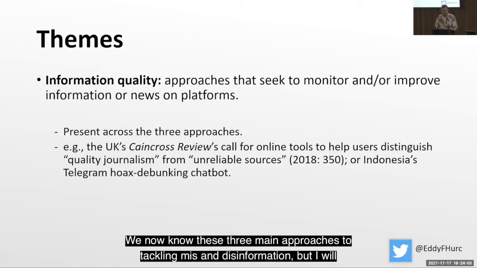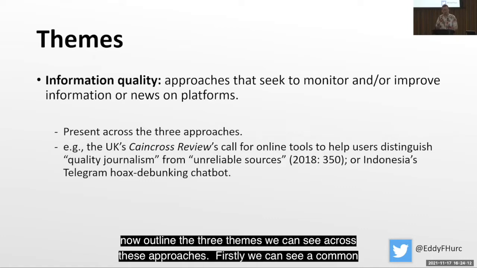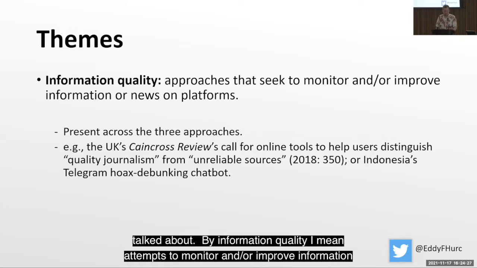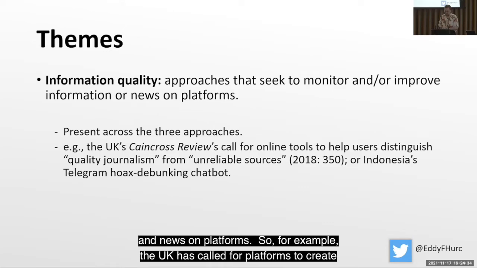So we now know these three main approaches to tackling mis and disinformation. But I'll now outline the three themes that we can see across these approaches. Just a reminder, these themes are information quality, criminalizing speech, and national security and election integrity. So firstly, we can see a common concern with so-called information quality across the three approaches that I've just talked about. By information quality, I mean attempts to monitor and/or improve information and news on platforms.